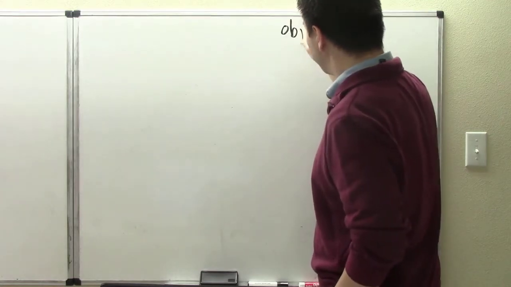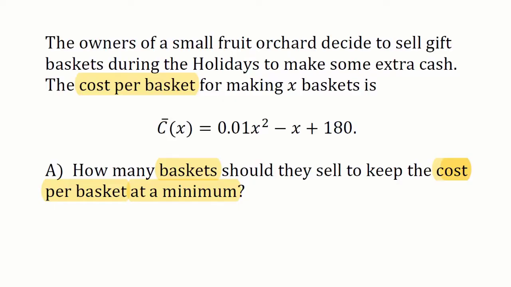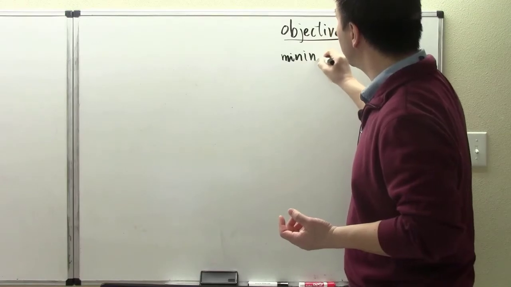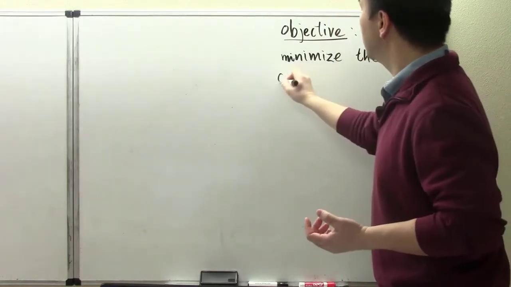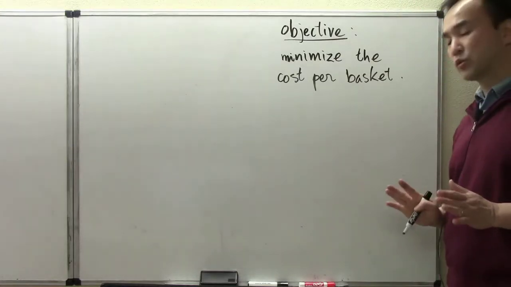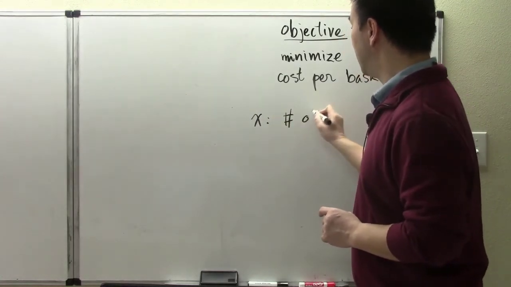And so our objective here, let me one more time swing back to the wording of the problem. It says that we want to keep the cost per basket, namely the C bar that we are given, at a minimum. Okay, so with this information highlighted, I now have an objective. We want to minimize the cost per basket. And according to the wording description, the number of baskets is represented by x, so x here is the number of baskets.